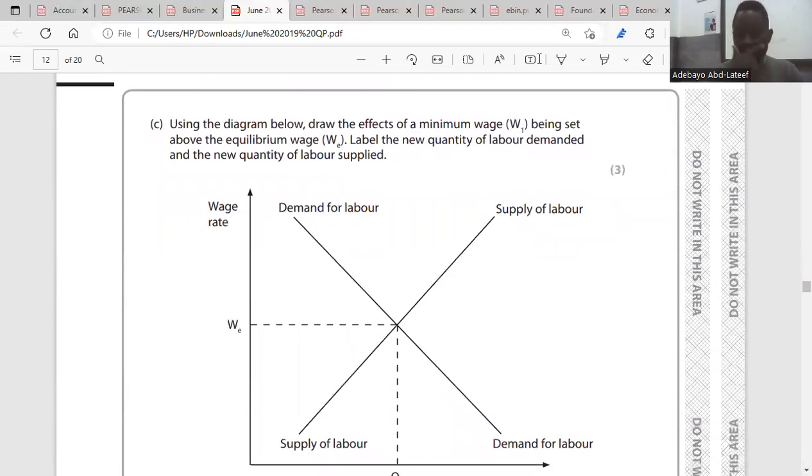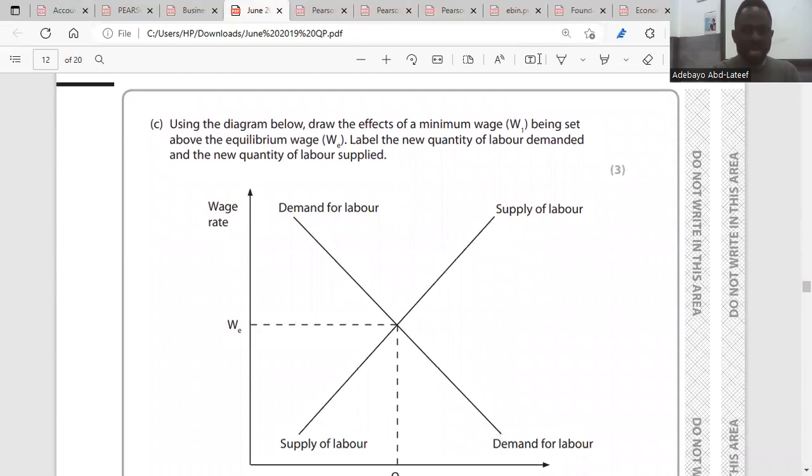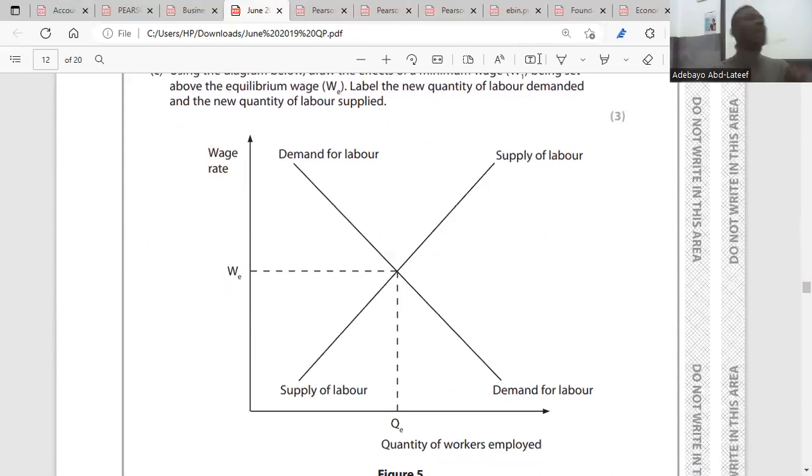So they said, using the diagram below, draw the effects of a minimum wage being set above equilibrium wage. Label the new equilibrium quantity of labor demanded and the new equilibrium quantity of labor supplied. The first thing you have to put in your mind is this. Based on this graph, if the minimum wage, Sam, please look at me, please, is set above the equilibrium wage, something is going to happen to the quantity supplied. The quantity demanded of labor and the quantity supplied of labor will be affected. How does it affect the quantity supplied of labor?